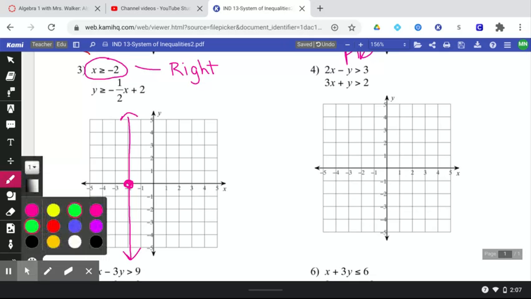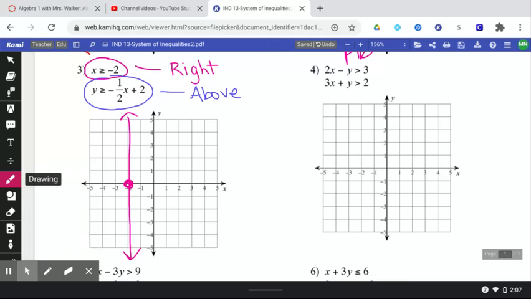Now for our second inequality, we're going to graph it in blue. All right, our symbol tells us it's a solid line because it's or equal to, and we're going to shade above because it's greater than. So we start out at +2 because that's our y-intercept, and then we can go up 1 and over 2 or down 1 and back 2 and get that solid line in.